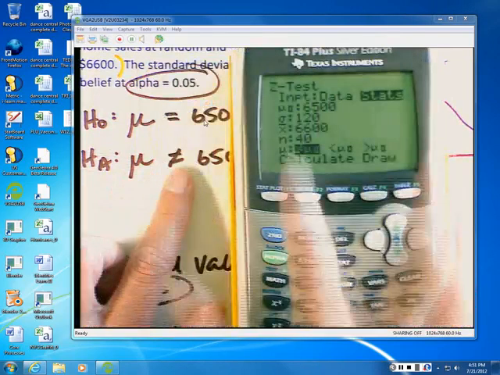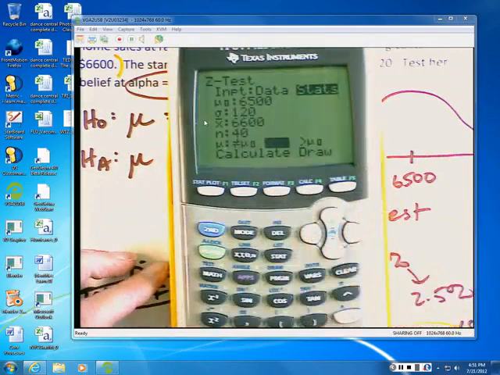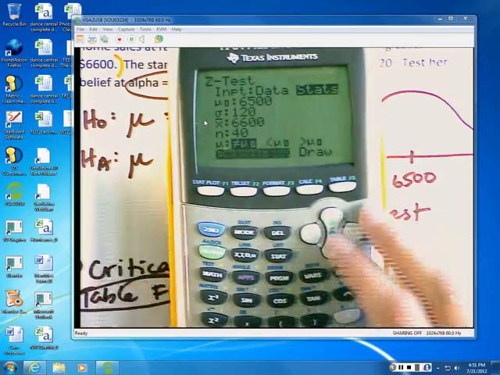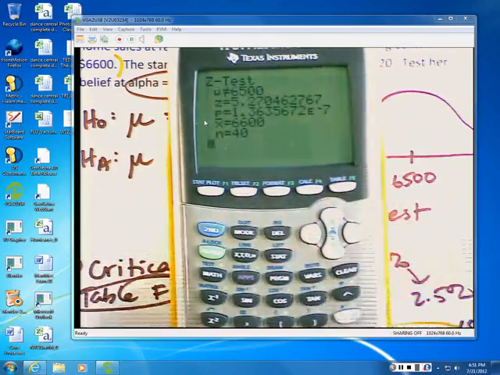Not equal is first, so I do leave it on not equal. If you were to choose another one, you'd arrow over and hit enter. Arrow back and hit enter because I want not equal. I don't do draw. Draw will draw the normal curve. I want to calculate, so I go ahead and choose calculate. And it just confirms for you.